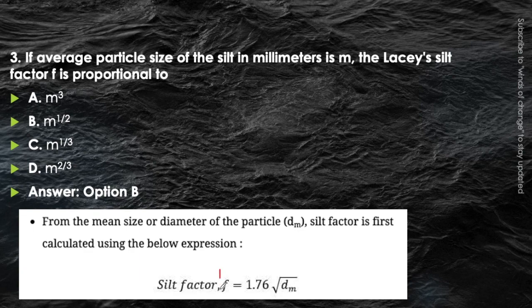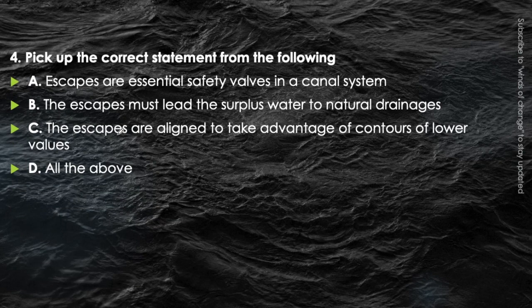Why so? Because silt factor F equal to 1.76 root dm. This formula is very important. 1.76 root dm, where dm is the average size of particle. So it is proportional to under root of average size of the particle, that is d raised to power 1 by 2. Okay. Next question.